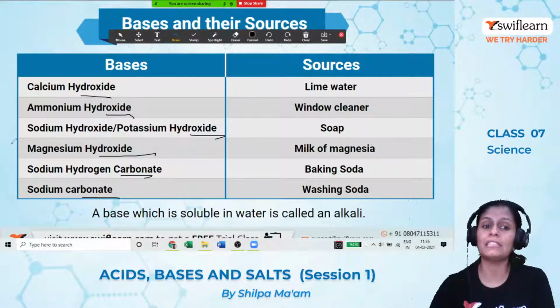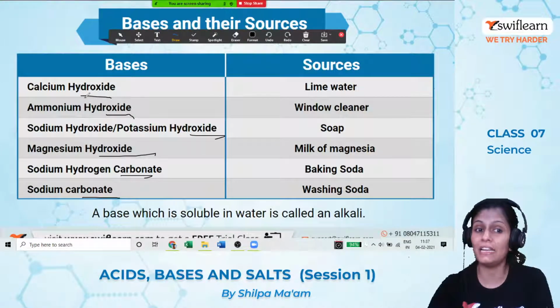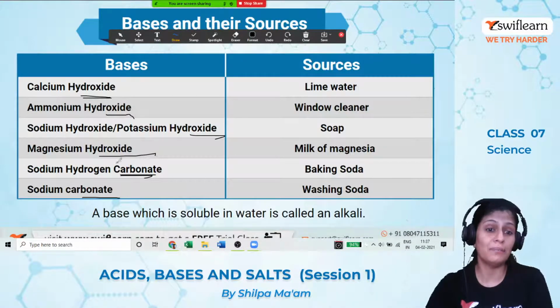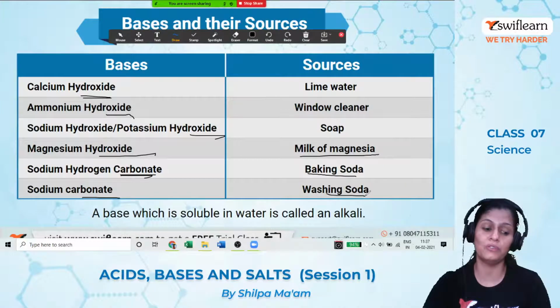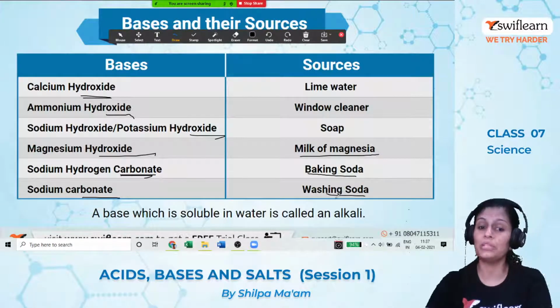But in the case of bases, what is the name ending with? It is ending with hydroxide or a carbonate. So they are the bases. Magnesium hydroxide is basically where we get milk of magnesia. Sodium hydrogen carbonate is baking soda and sodium carbonate is washing soda, which we use to wash our clothes.